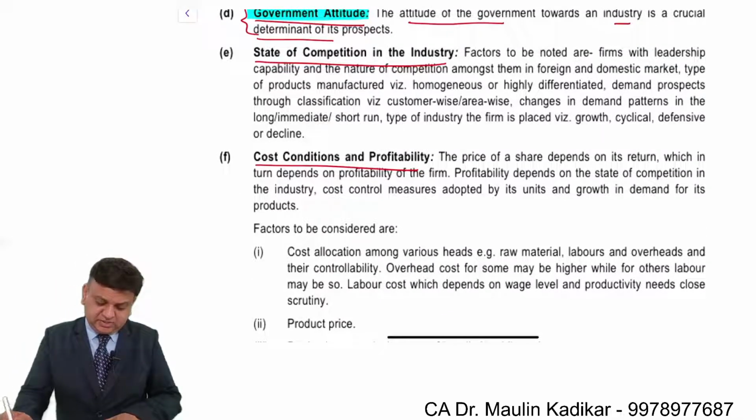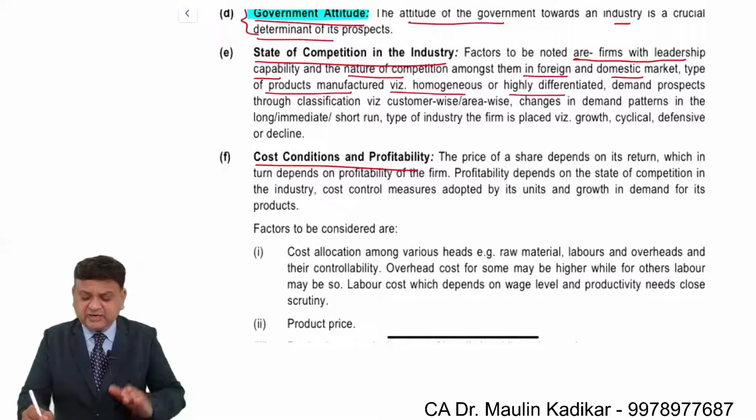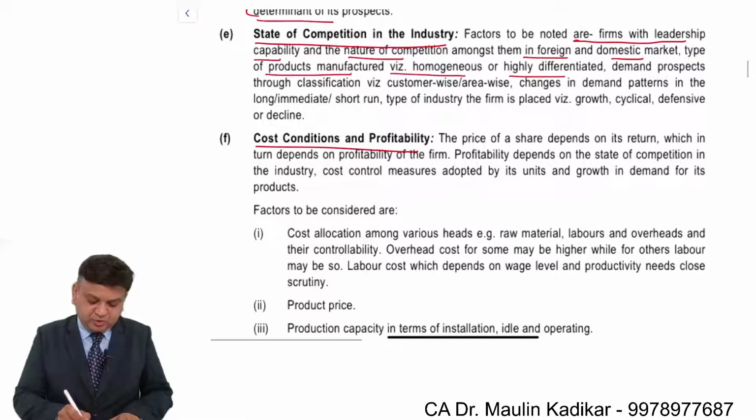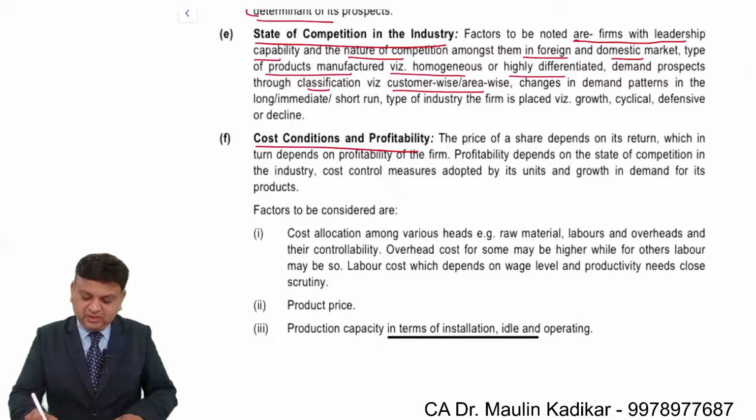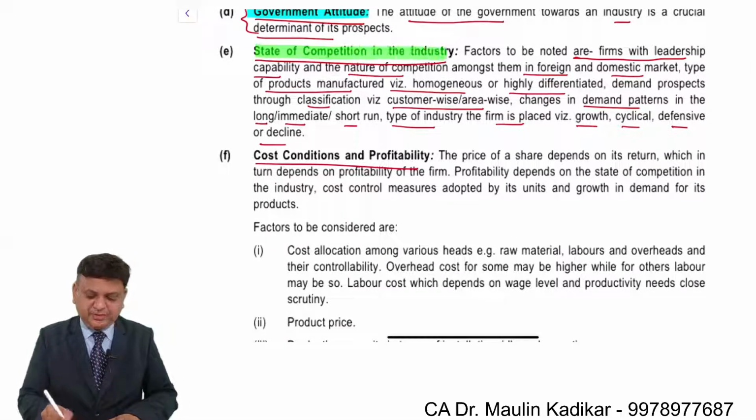State of the competition in the industry. The factors to be noted are the firms with leadership capabilities and the nature of the competition among them in the foreign and the domestic market. Types of product manufactured, namely homogeneous or highly differentiated. Demand prospects through classifications, namely customer-wise or area-wise. Changes in the demand pattern in the long term, immediate, short term. Type of industry the firm is placed in: growth, cyclical, defensive, or decline. So, what kind of stage of competition does the industry have?